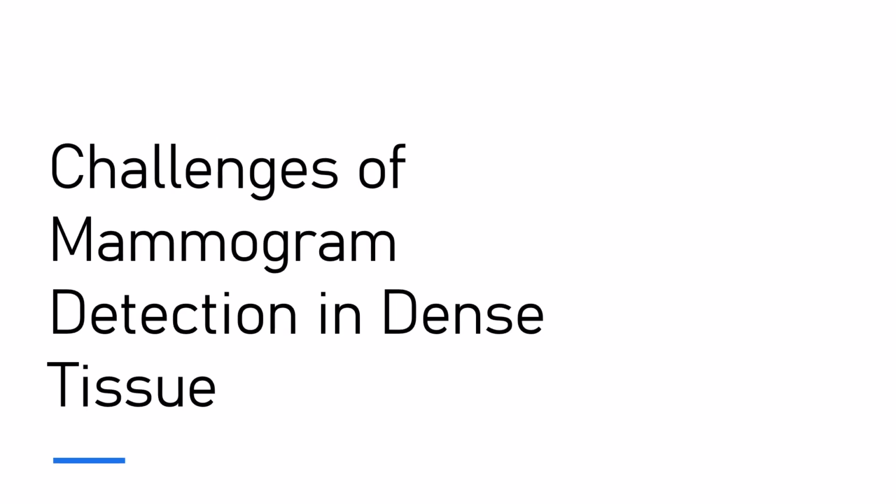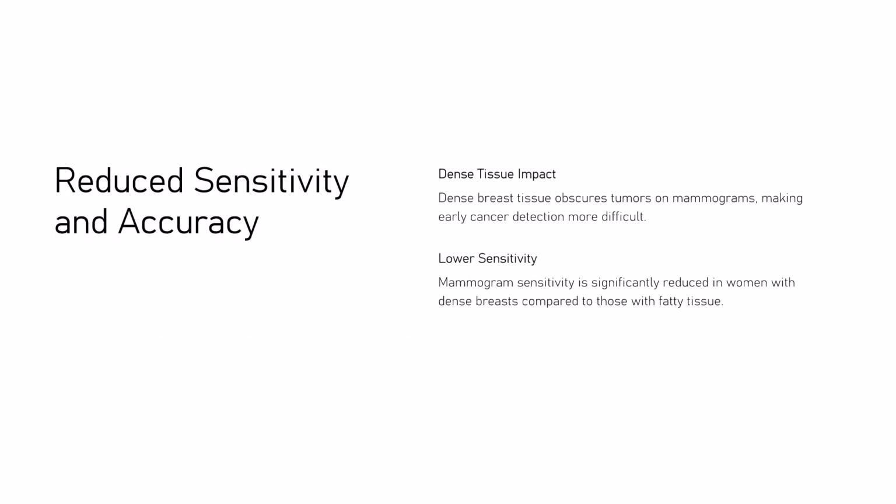Dense breast tissue reduces mammography sensitivity and accuracy. This section discusses the difficulty in distinguishing tumors from dense tissue and the increased risk of false negatives. Dense tissue masks tumors on mammograms, decreasing the ability to detect cancer early. Sensitivity can be significantly lower for women with dense breasts compared to those with fatty tissues.